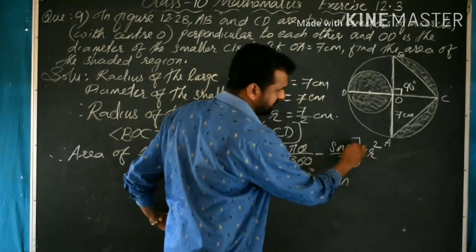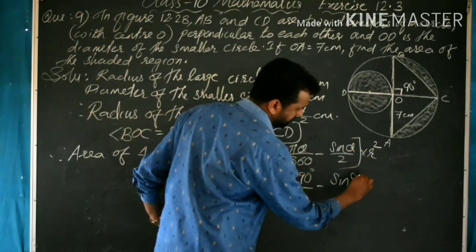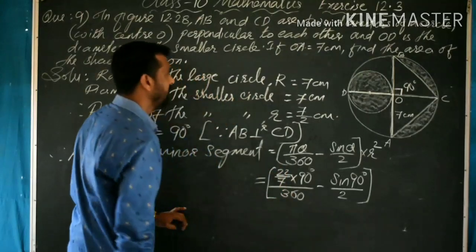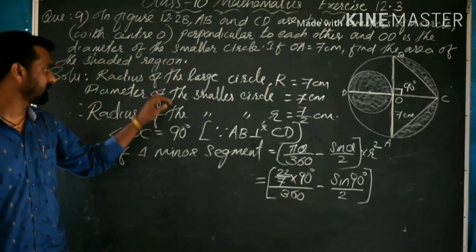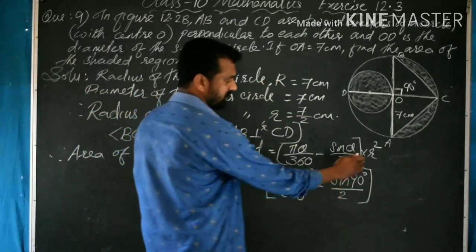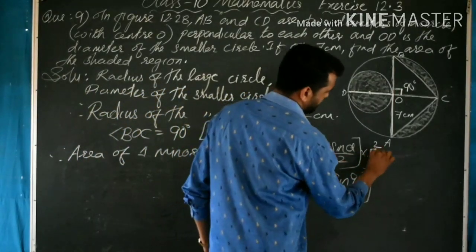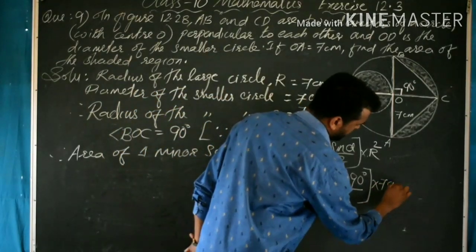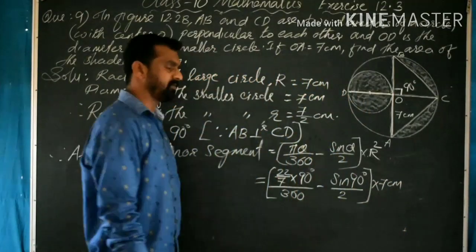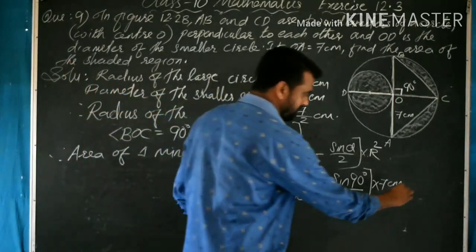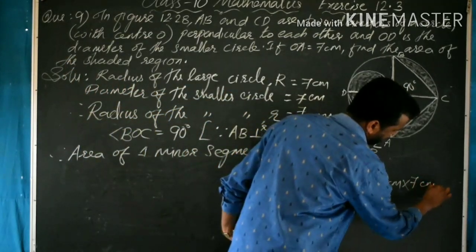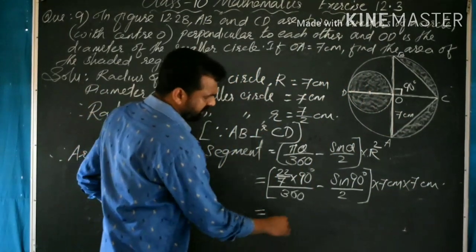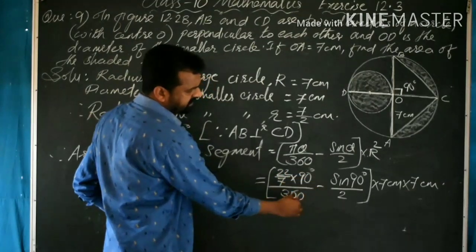Sin theta is sin 90 degree, divided by 2 into r square, that is the radius of the large circle, capital letter R. So here we have to write capital R square, and capital R is 7 centimeter, so we write 7 centimeter square, that is 7 centimeter into 7 centimeter. That is equal to 22 divided by 7 into 90 divided by 360.